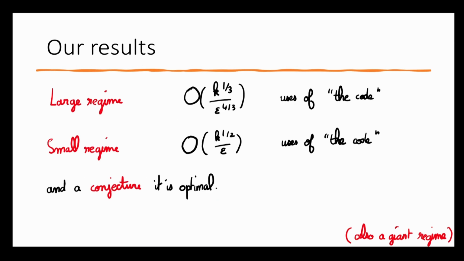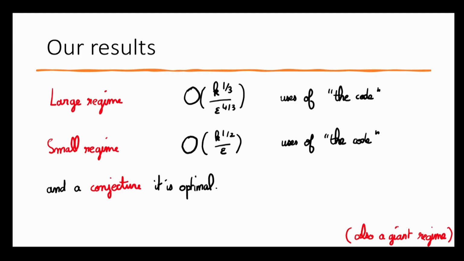We also have a giant regime, which does not make sense for total variation distance because total variation distance is always at most 1. But if you look at chi-square divergence, that could be very, very large. And we also have a tight bound for that one. So again, the large regime is when epsilon is between 1 over square root k and 1. And we show that with k to the 1/3 over epsilon to the 4/3 uses of the code, you can test uniformity. And a small regime, via a very simple algorithm I'm not going to mention really, you can again do the square root k over epsilon bound.